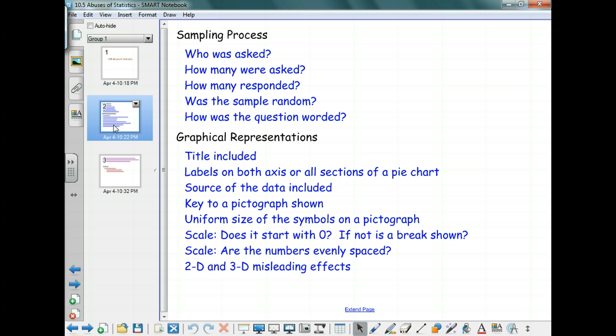So there's lots of different things that can happen with data that make the representation lead you to think something that's not true. That's called abusing statistics. And these are some examples.